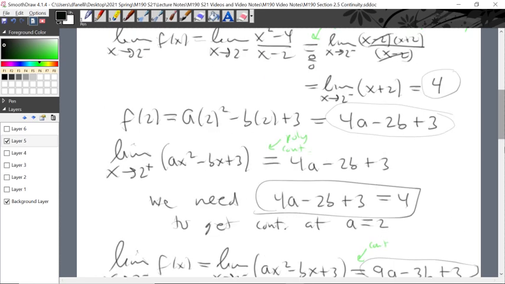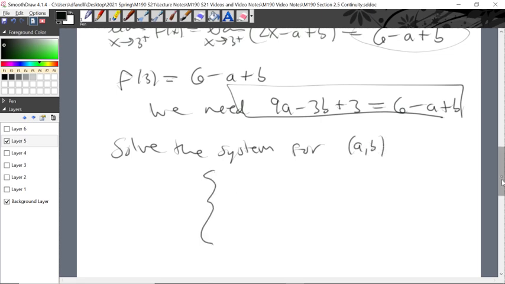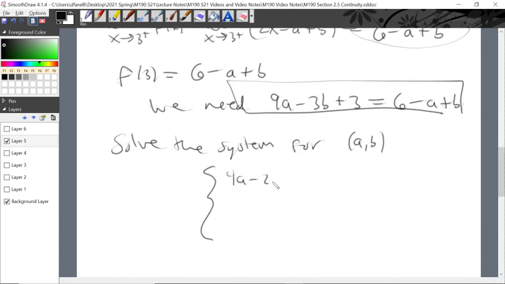So now we have a system of 2 equations. Solve the system for the variables a and b. 4a minus 2b plus 3 equals 4, and 9a minus 3b plus 3 is equal to 6 minus a plus b. This is a linear system of equations.